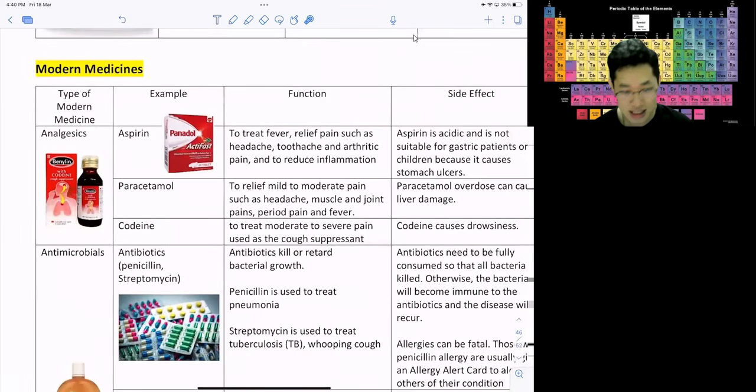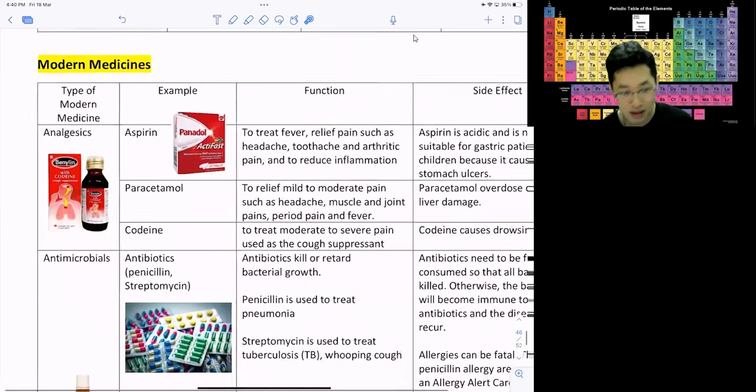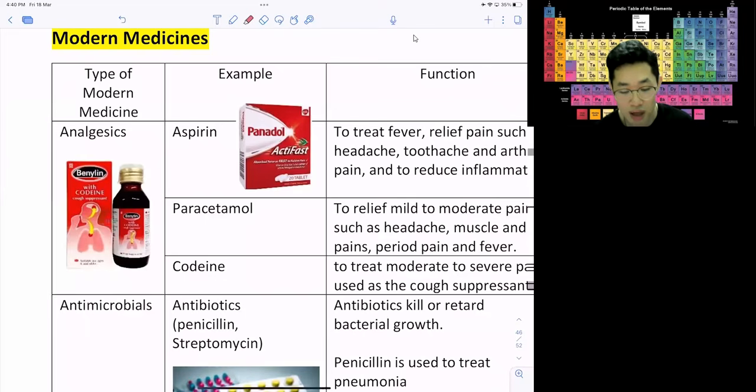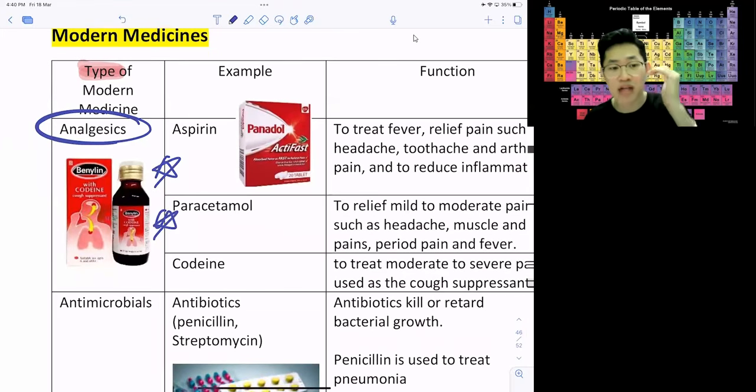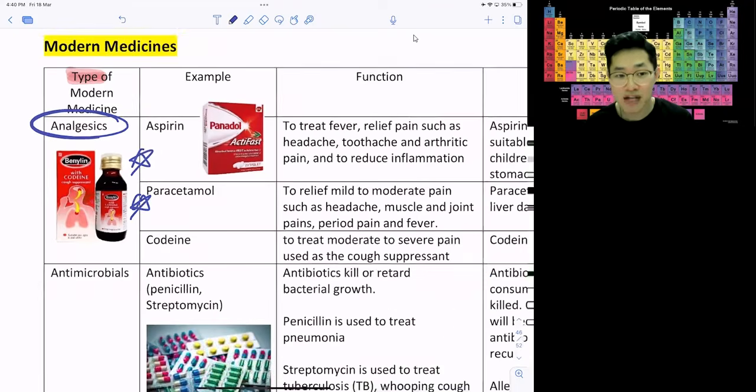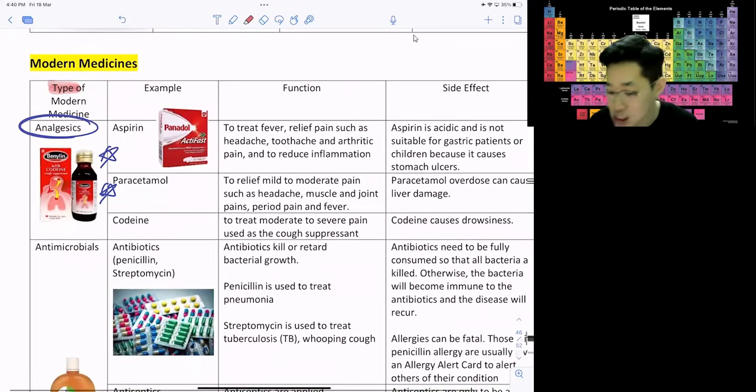Modern medicine, type also very important. Analgesic is painkiller. Example that always come out in exam is these two: comparison between aspirin and paracetamol. They are the same thing. It's just that aspirin is acidic in nature.